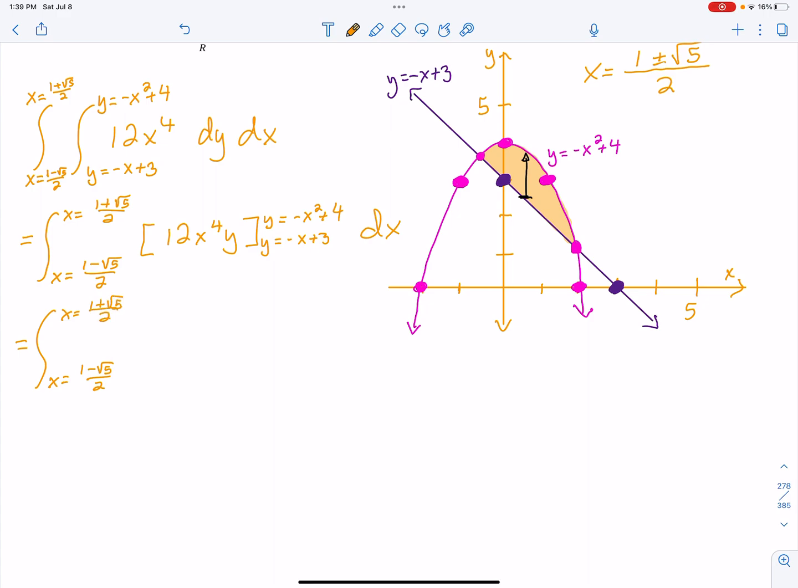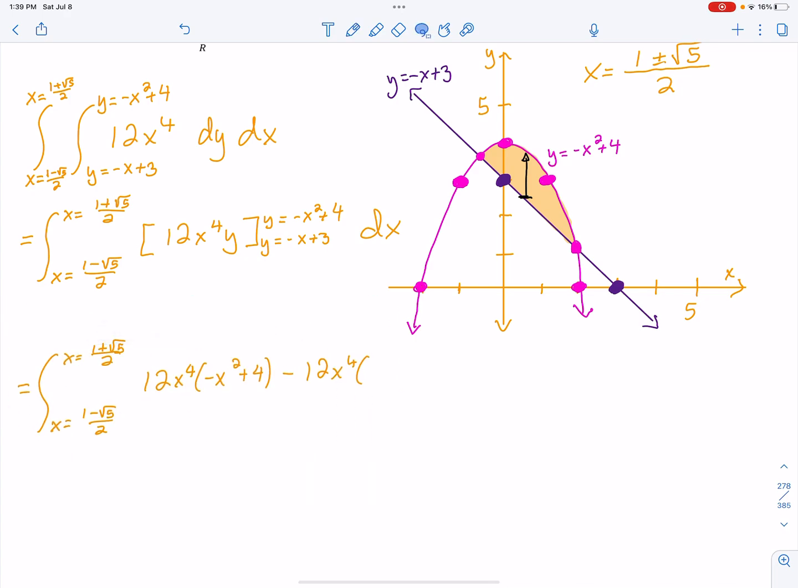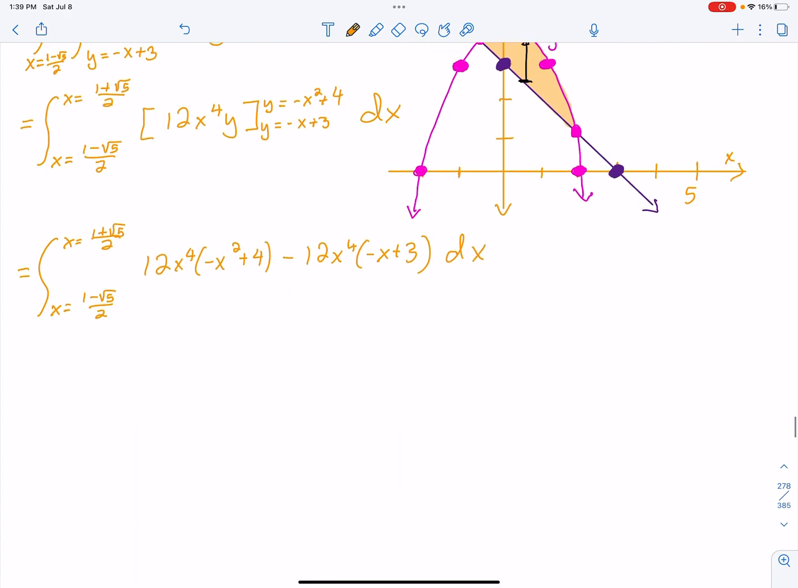All right, now I'm going to plug those in, and it's a subtraction problem, so I'm going to do 12x to the 4th minus x squared plus 4 minus 12x to the 4th times, let me move these down real quick before I get too wrapped up in that graph. There we go. And then I'm plugging in the bottom function, which was negative x plus 3. And then we still have a dx here. This is going to work out for us. We just have to multiply everything out and put it together.